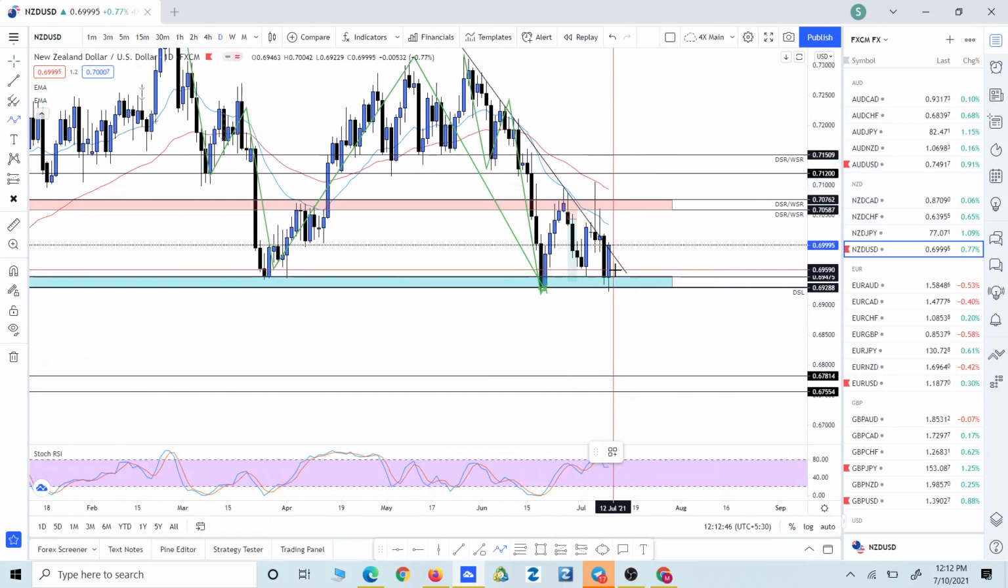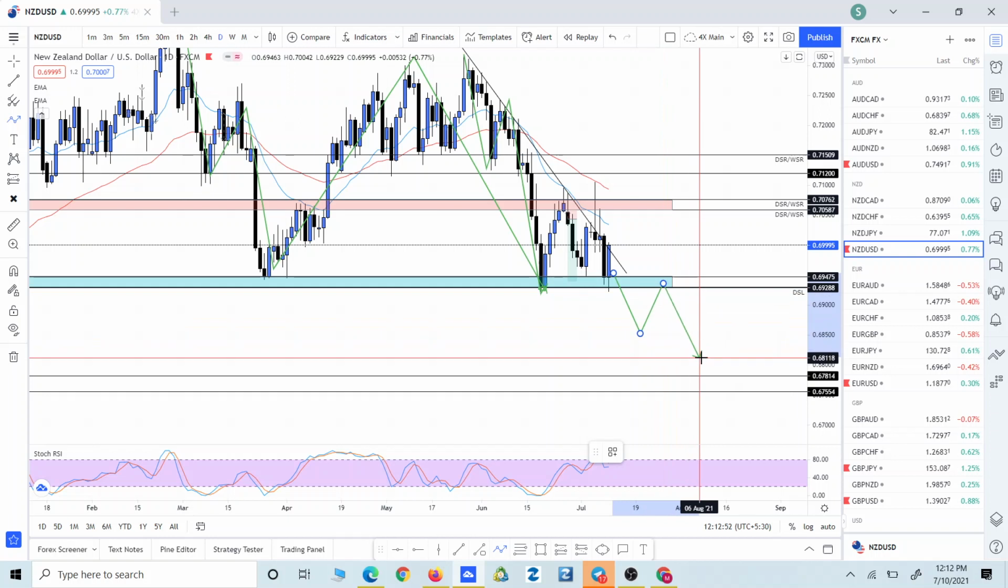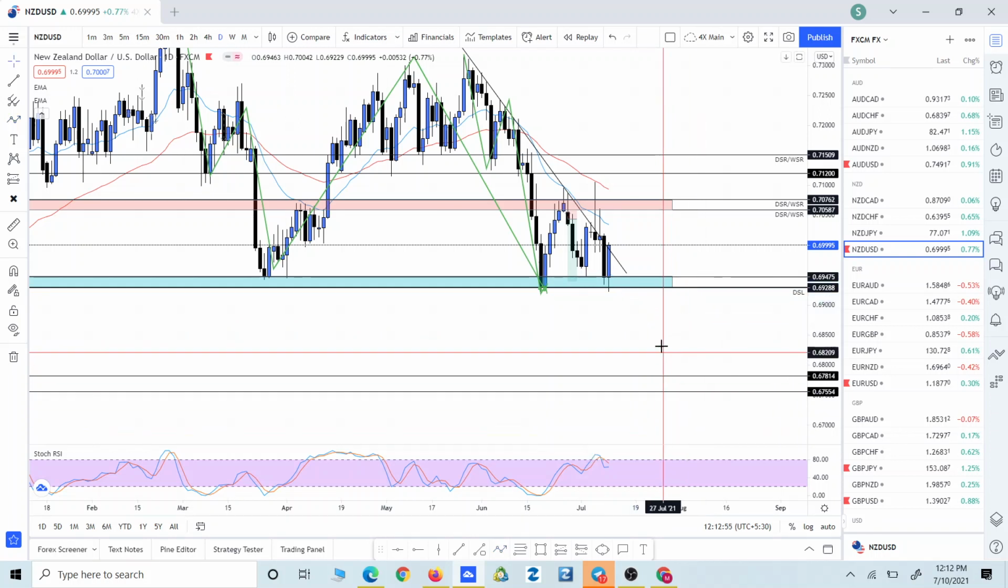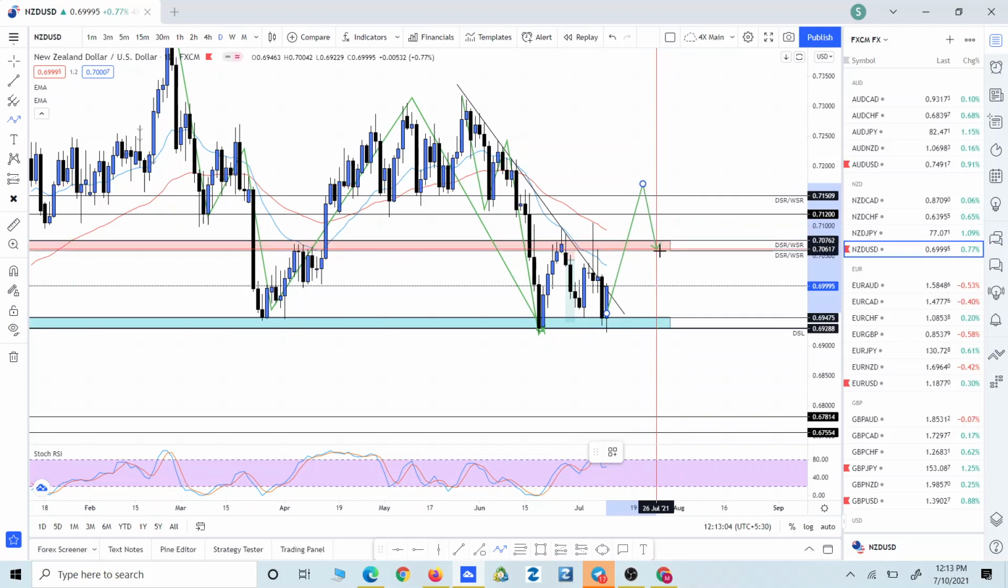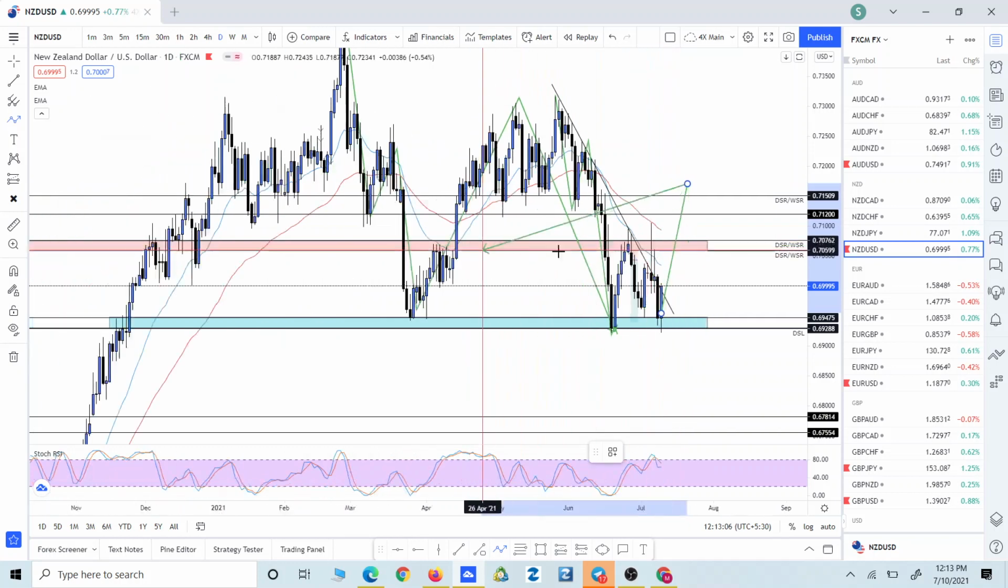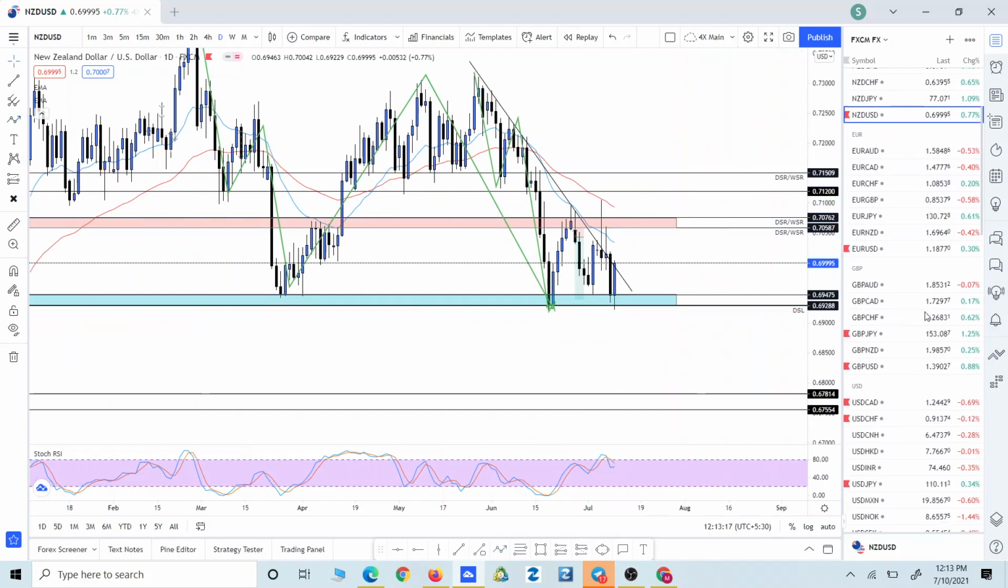If the price breaks below, then I'll be waiting for a retracement back into this zone and looking for short-term opportunities. Or if the price breaks above this recent high, then I'll be waiting for the price to retrace back into this strong resistance to support zone for bullish trades. So that's the analysis of the New Zealand USD.